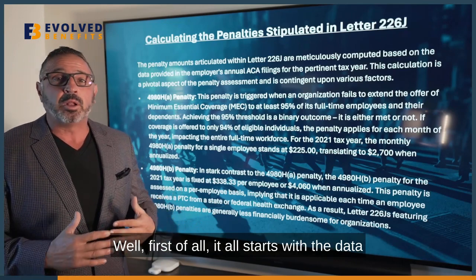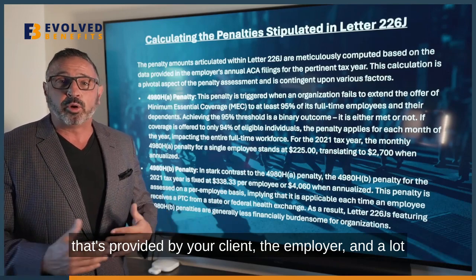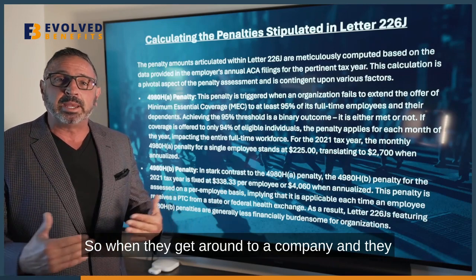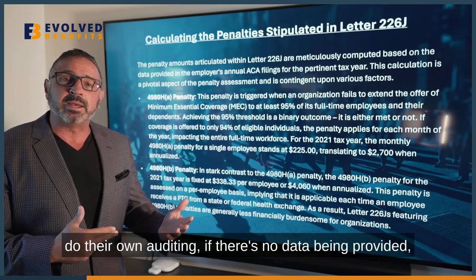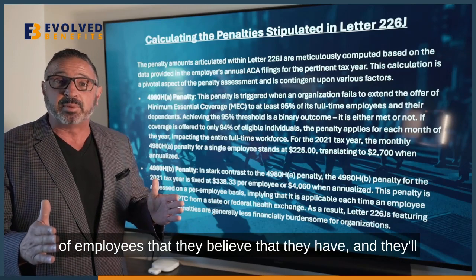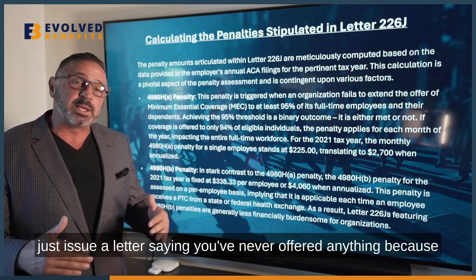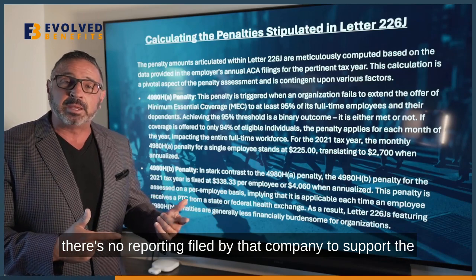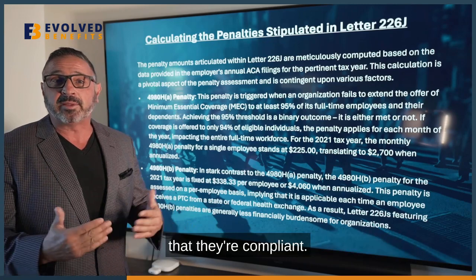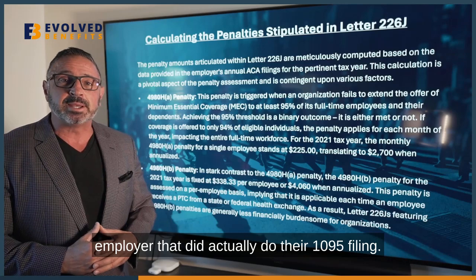Well, first of all, it all starts with the data that's provided by your client, the employer, and a lot of it is based on the data they don't provide. So when they get around to a company and they do their own auditing, if there's no data being provided, they're just going to look at the company, the amount of employees that they believe that they have, and they'll just issue a letter saying you've never offered anything because there's no reporting filed by that company to support the fact that they have done the ACA filing reporting and that they're compliant. So right here though, we'll talk about the employer that did actually do their 1095 filing.